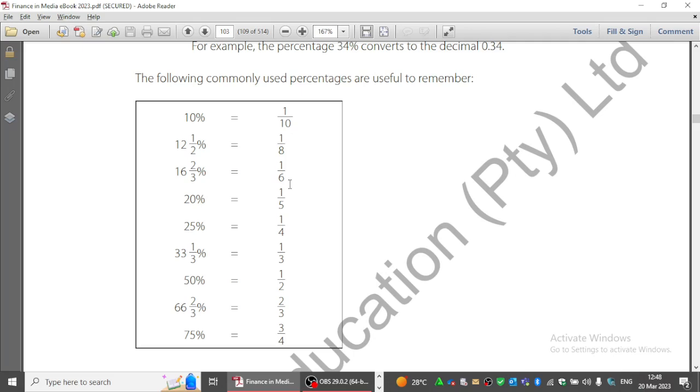20% is equivalent to a fraction of 1 out of 5, which is 0.2. And then 25% is equivalent to the fraction 1 over 4, which is again equivalent to the decimal 0.25. So these are the types of fractions that you get to familiarize yourself with, and if you had to convert them into percentages, it will make it much easier for you to calculate how much the percentage will be.